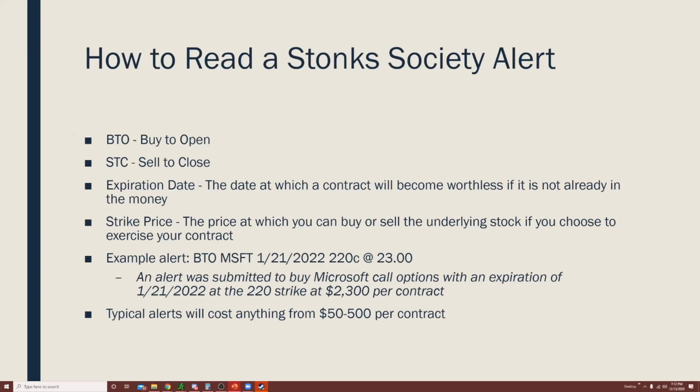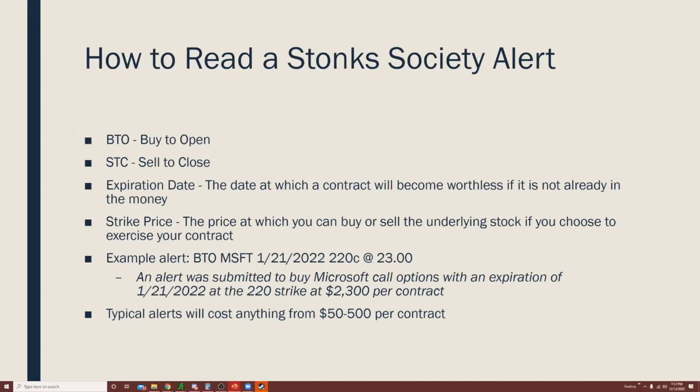With an expiration date of January 21st, 2022, which is in a little over a year, for the 220 strike call option. C means call, P means put. At 23.00, that's the price of the contract, which you then multiply by 100 because remember each contract represents 100 shares. So 23 times 100, $2,300 per contract.